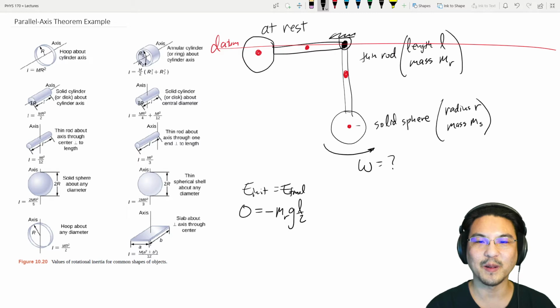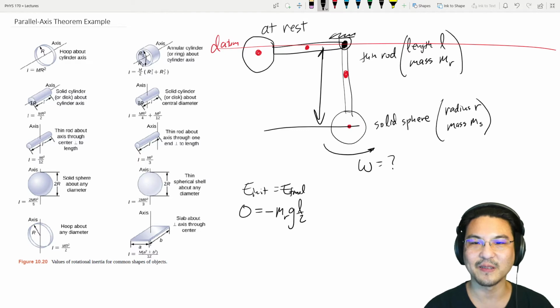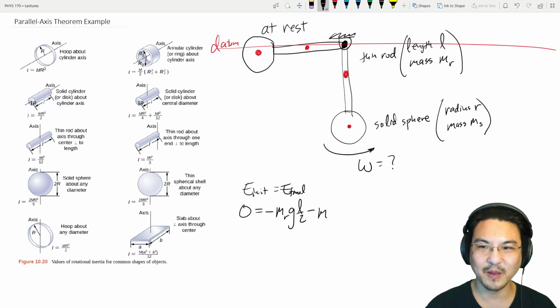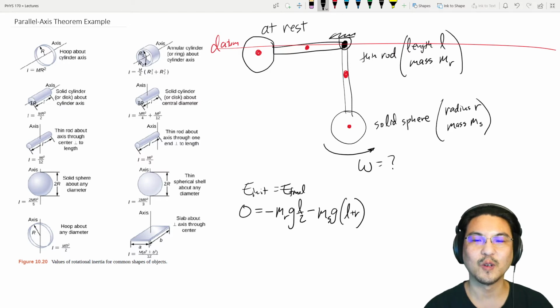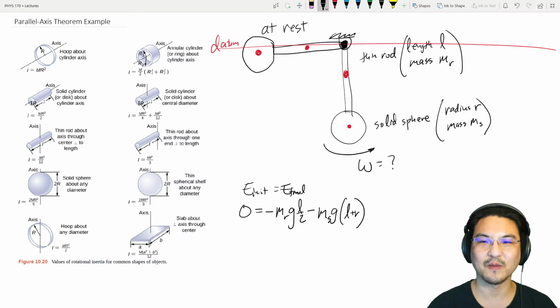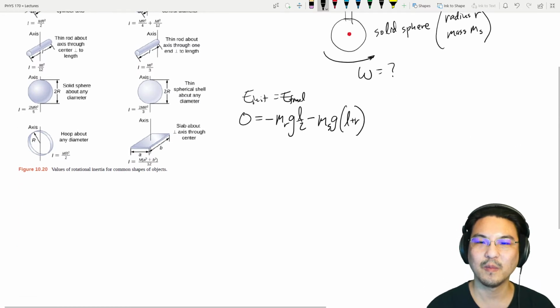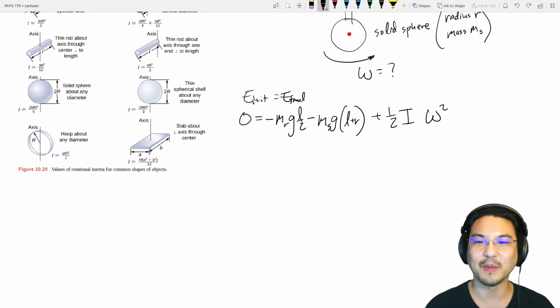The center of mass of the solid sphere is here. How far below the datum is that? L plus r. So minus m_s g (L plus r). Okay, how about kinetic energy? It's like the entire pendulum rotating about the hinge up here at the top. So kinetic energy would be 1/2 I omega squared, but which I? About the hinge at the top. Okay, so that's one way to do it.